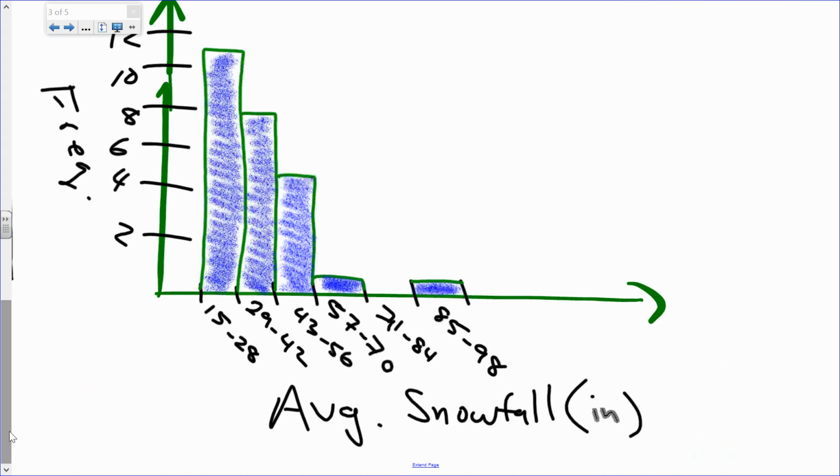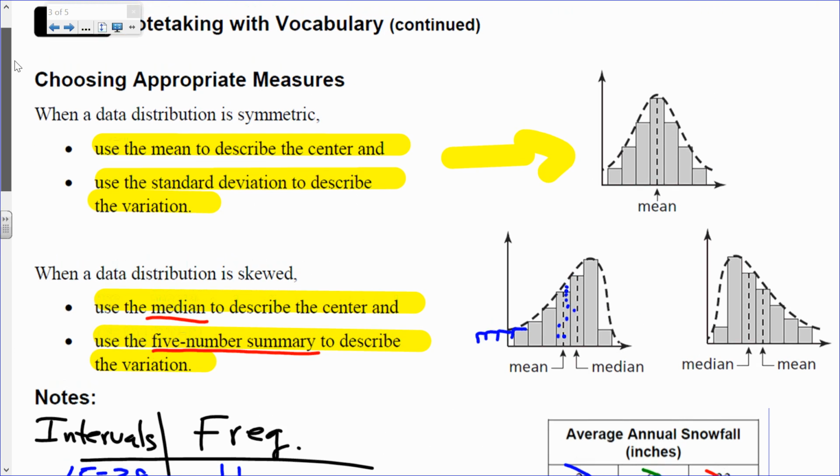So let's see. 51 inches of snow, the median, the center, would be about right here. Look at your notes when you go up here. Look at the medians right here on these pictures on your note guide. The median is close to the biggest. It's like the balancing point. If all these bars weighed something, what would be the balancing point for the whole histogram? The median is always right here close to the biggest bar.